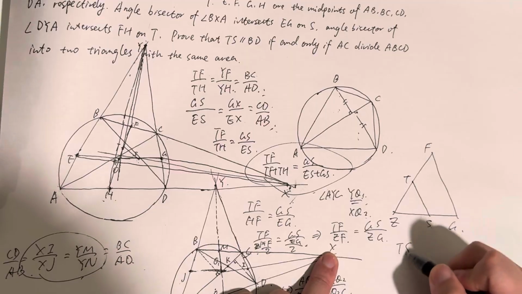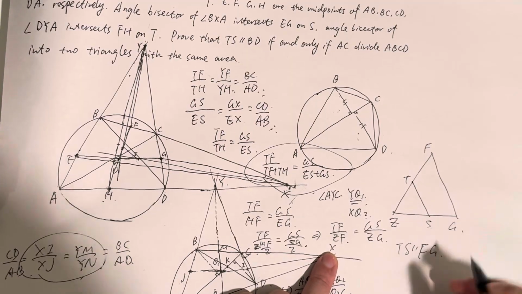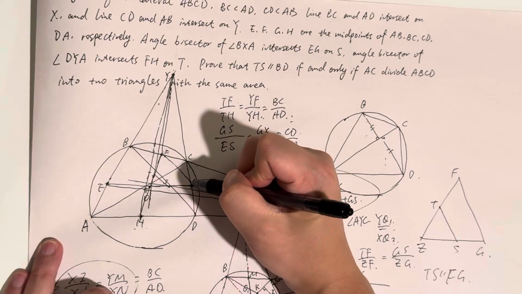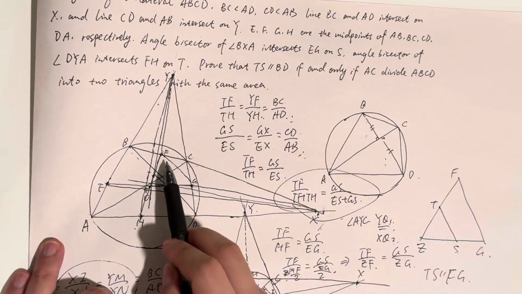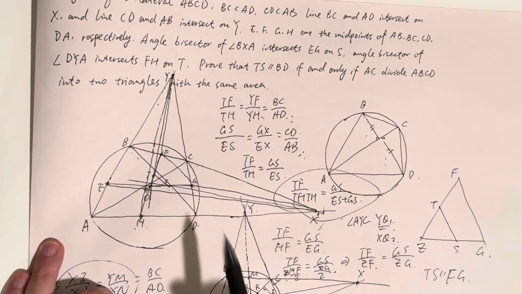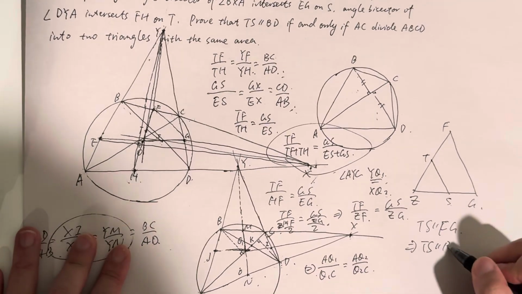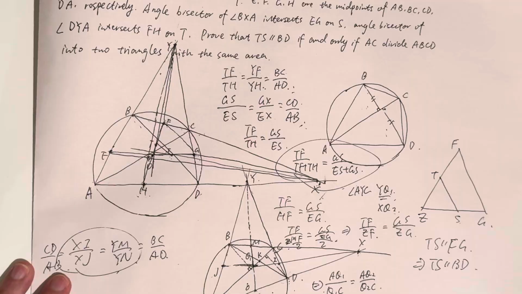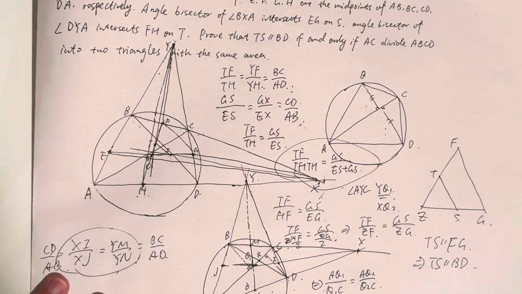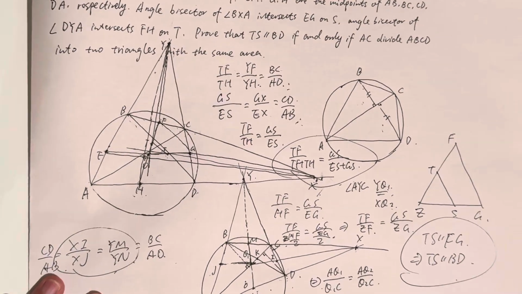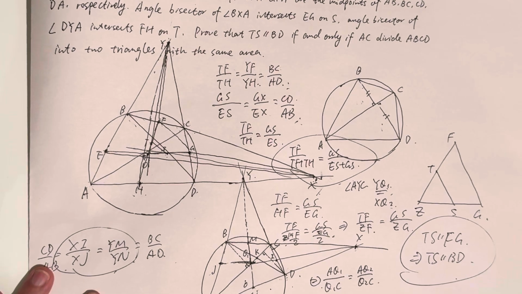That means TS is parallel with FG. And we already know that FG is parallel with BD, right? Because F is the midpoint of BC, G is midpoint of CD, which means TS is parallel with BD. Okay? So we just proved that if AC divides the quadrilateral ABCD into two equal area triangles, then it is true that TS is parallel with BD.